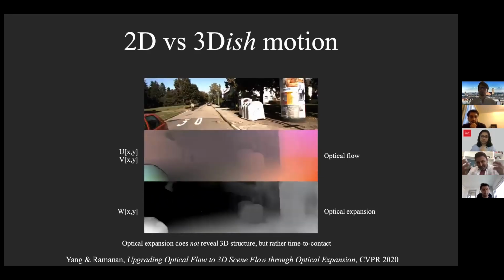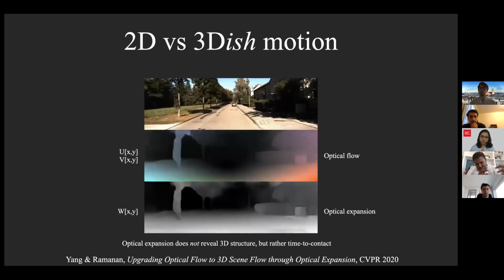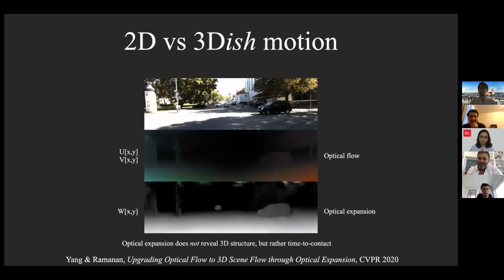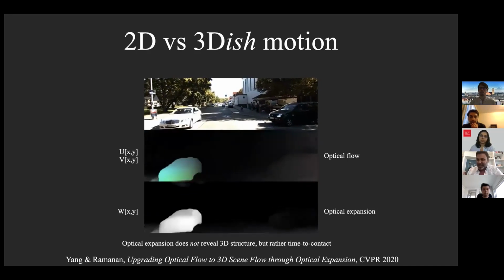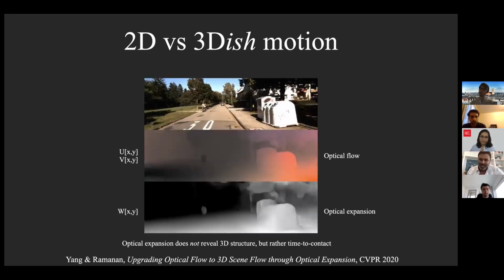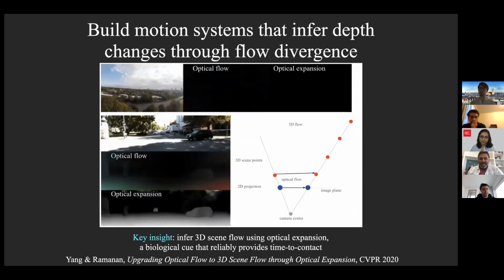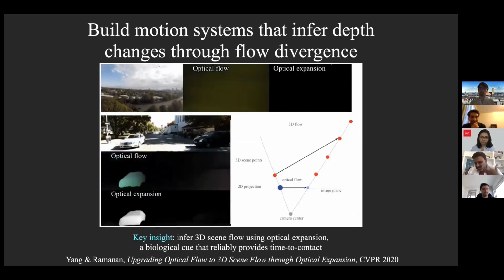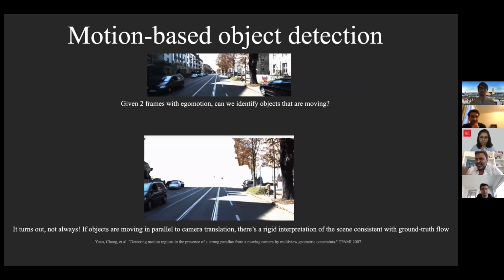So we have some work on using this to help upgrade an analysis of a dynamic 3D scene, which ultimately you could argue is what we really want, something like 3D scene flow. I'll skip how we do that. It's actually pretty simple. It's based on this intuition that if things look bigger, if things are getting bigger, then they're getting closer to you. And now that we have this 3D-ish scene flow, one of the things we can do is look for moving things, even when the camera's moving.